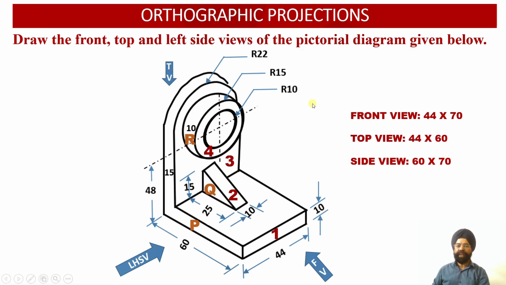Now when we look at the solid from the top, these are the four surfaces which we are going to obtain: surface A, surface B, surface C, and surface D. Now surface A is a flat surface, excluding this triangular web, right? This flat surface A is parallel to the horizontal plane, so the true shape of the flat surface A will be obtained on HP in the top view.